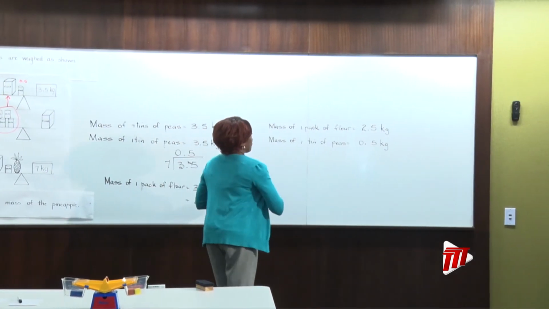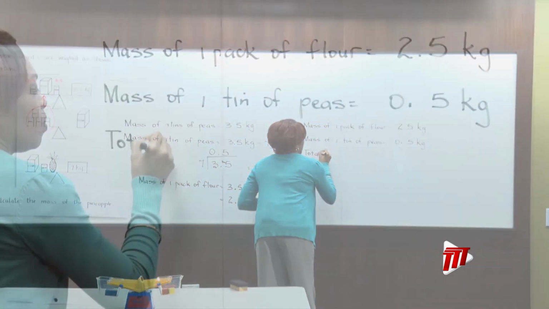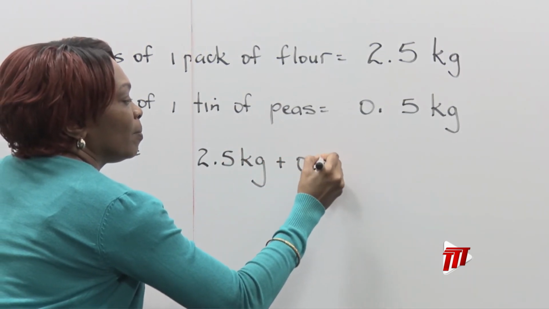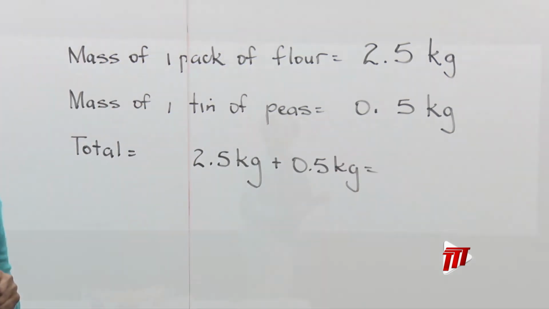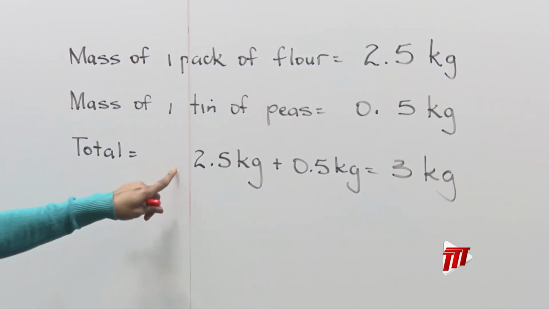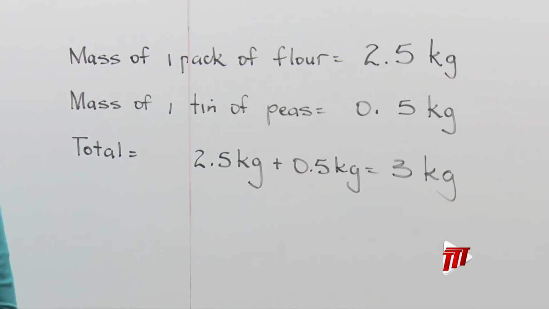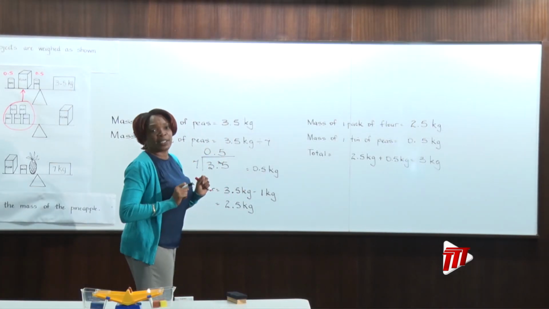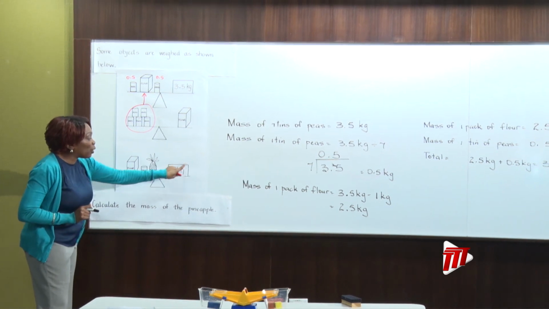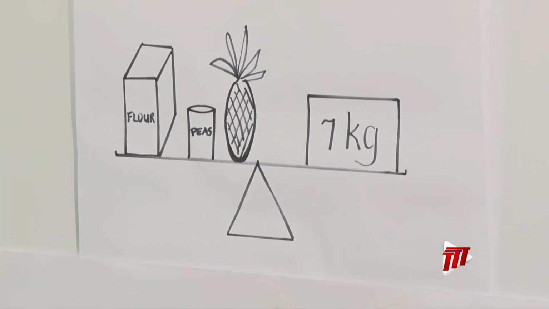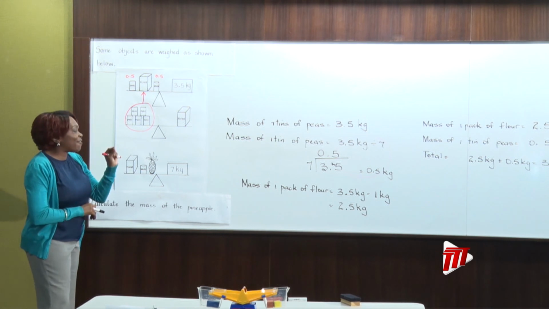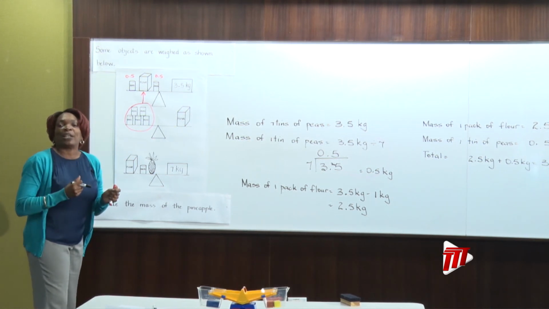What will we get? What is our answer? Together, we will get 3 kilograms. Are you seeing that, children? 2 and 5/10 kilogram, add 5/10 kilogram will give us 3 kilograms. Is that the answer? No, it's not. What do we have to do? We have to now subtract that figure from the 7 kilograms here to get the mass of the pineapple. So the mass of the pineapple will be what? Are you working it out? Yes, you are. 7 kilograms, and we will subtract 3 kilograms from that.